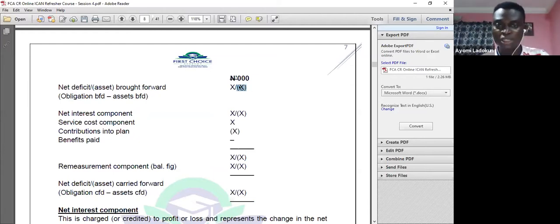This is a surplus, and it will be in brackets because on a normal day, it will always be negative. Now, when you have a plan asset higher than your obligation, you must not just recognize it like this; you apply the asset ceiling. All the questions we did last time are negative, and your net interest component is also like this. It's only your contribution that will be in brackets, normal mathematics.